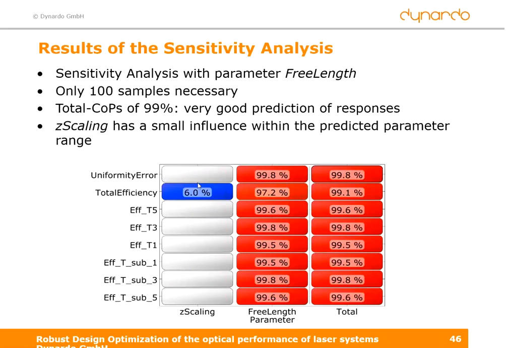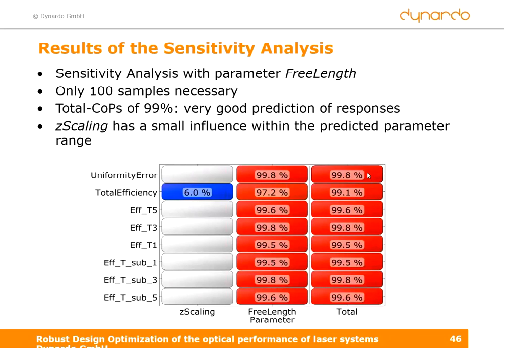So you see here a COP matrix. This matrix shows you this coefficient of prognosis I mentioned before. For each line we have one response, and the most interesting part is now to see the total coefficient of prognosis, which is always nearly 100%, which indicates that our models are really good. So it was obviously okay to introduce this free length parameter.